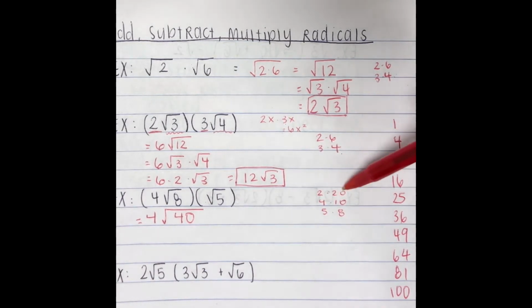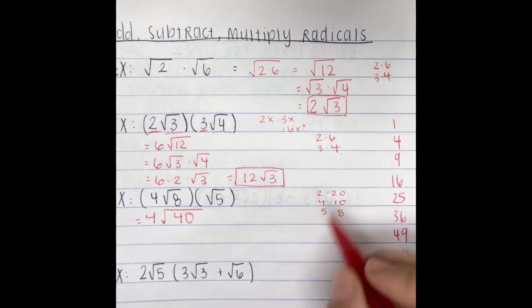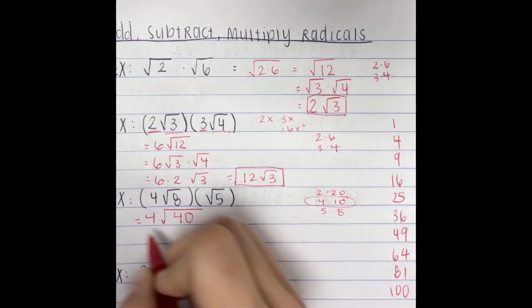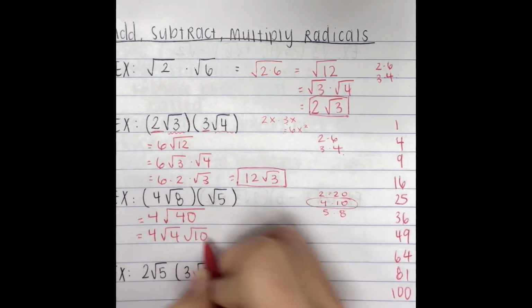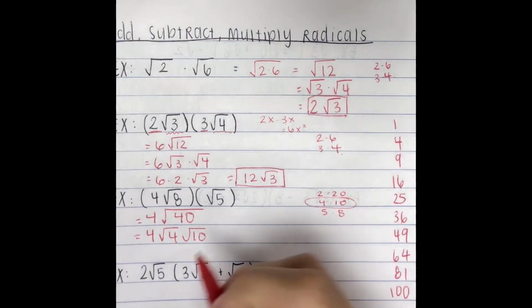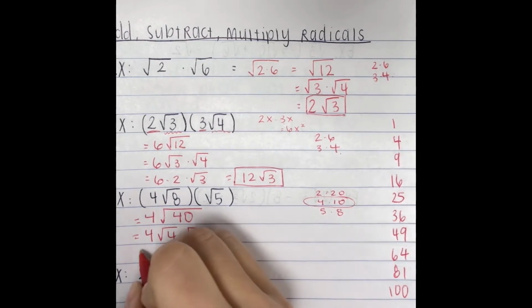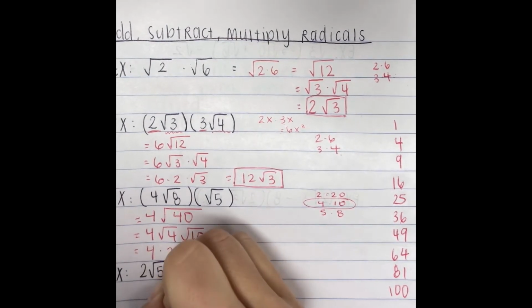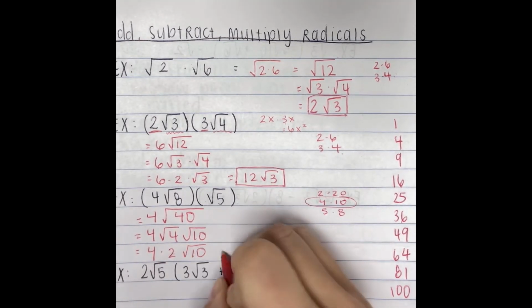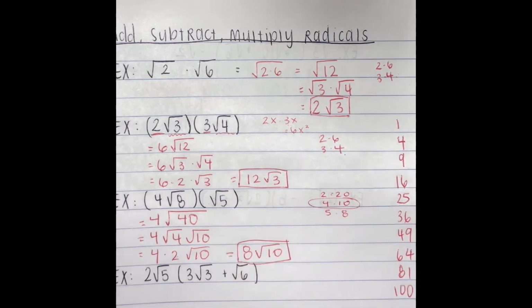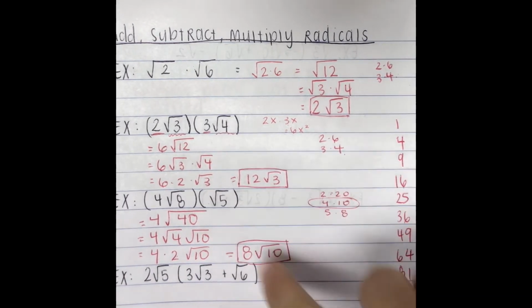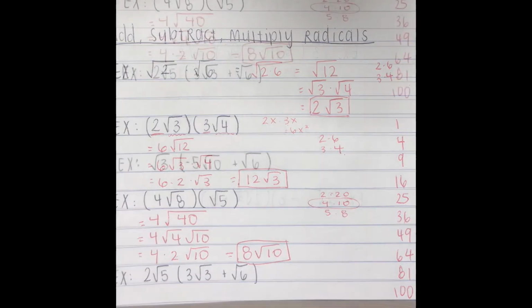So 2 times 20, 4 times 10, 5 times 8. So our greatest perfect square when looking at our list would be 4. So we're going to use 4 times 10. So we get 4 times the square root of 4 times the square root of 10. And we know square root of 4 simplifies to be 2, so we get 4 times 2 times the square root of 10. And 4 times 2 is 8 square root of 10. Okay. Once again, type them both in, make sure they give you the same decimal.